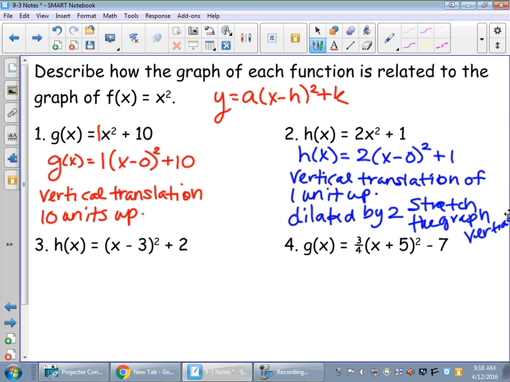So it stayed in the same spot horizontally. It's still facing upward. It's just narrower. And it's narrower because we stretched it vertically. I'd like you to use the terms stretched and compressed vertically. It carries out through the rest of your math career. So let's get used to that language.